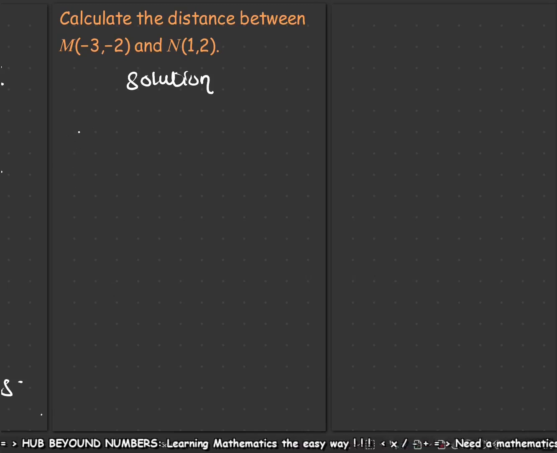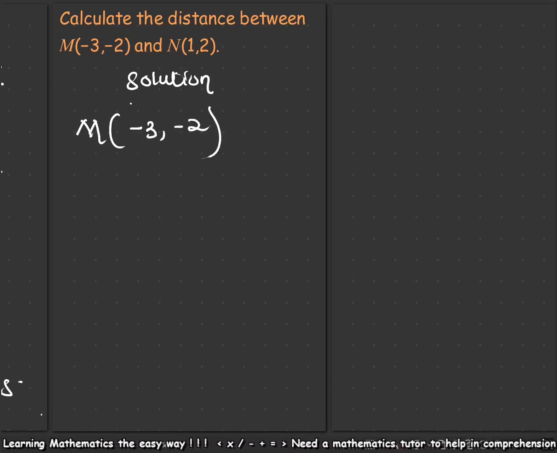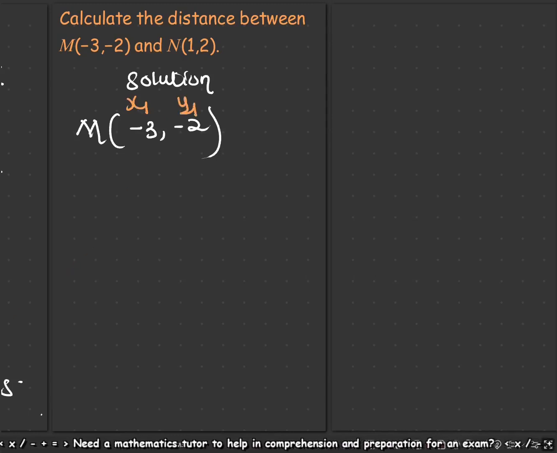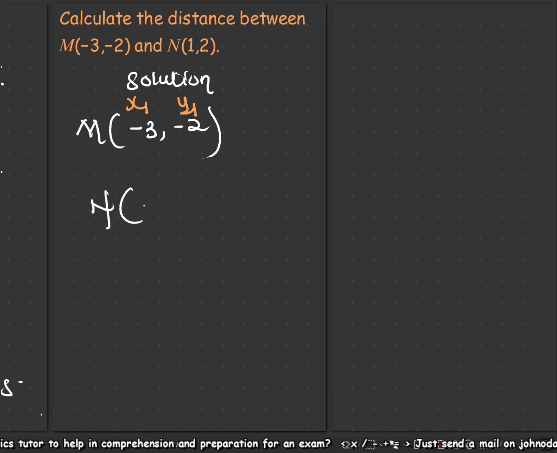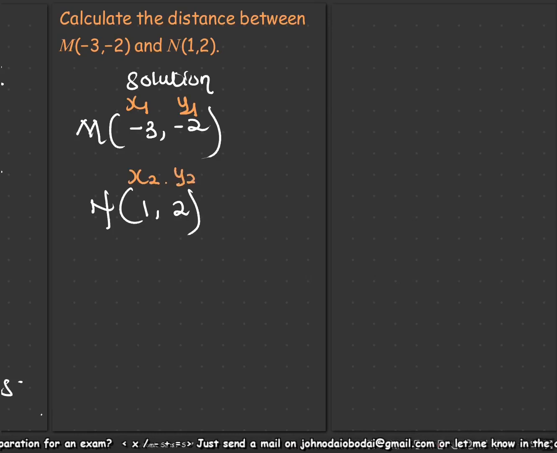So we know our M is negative 3, negative 2. So we can let that be our x1 and then y1. So we have x1 here, y1 here. And then we take note of our x2, y2. That is from N, which has coordinates 1 and then 2. So their representation will be x2 and then y2.